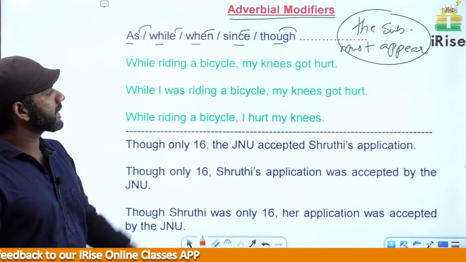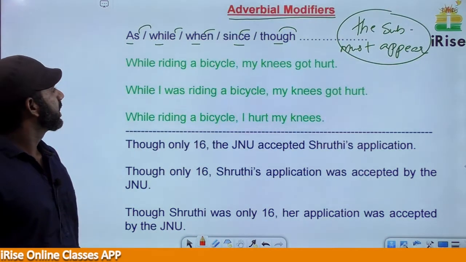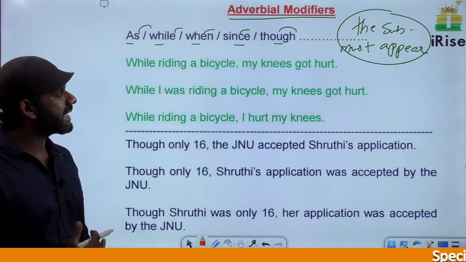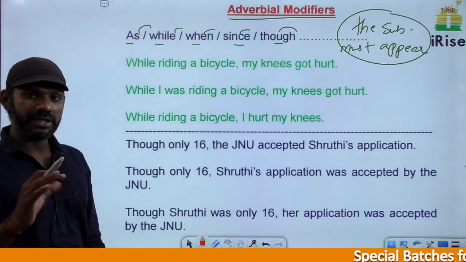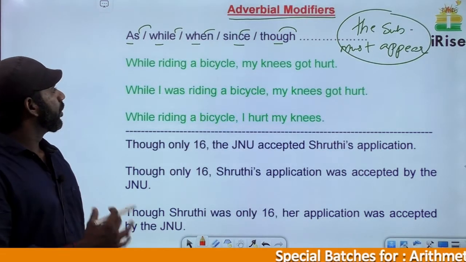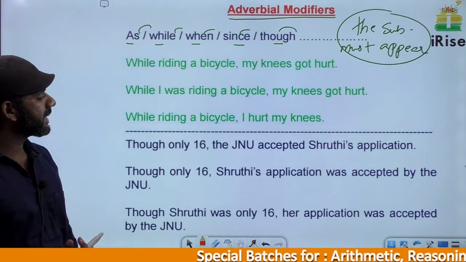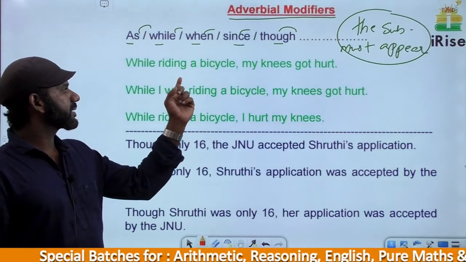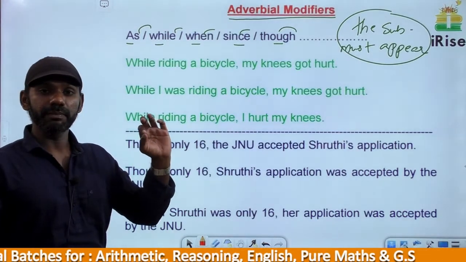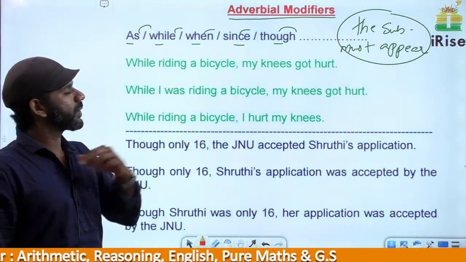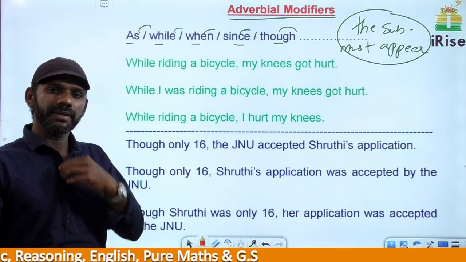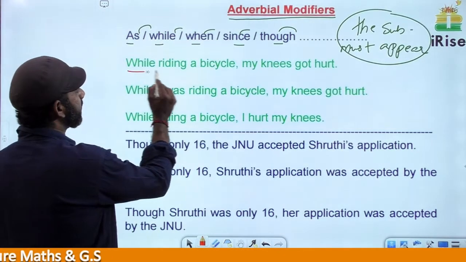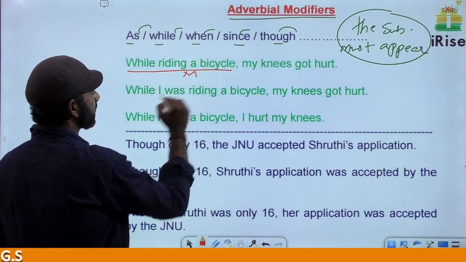Now, come to the sentence. The first sentence: while riding a bicycle, my knees got hurt. Subject means the doer of an action. While riding a bicycle, my knees got hurt. Two questions. Is this sentence grammatically correct? Does it make sense? First one, does it make sense or not? What is the modifier here? Subordinate clause. While riding a bicycle is a modifier here, a subordinate clause.